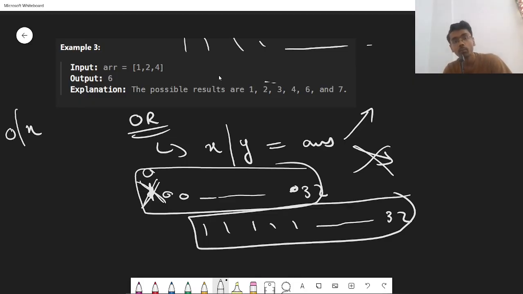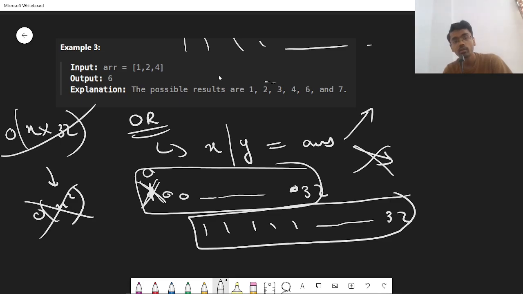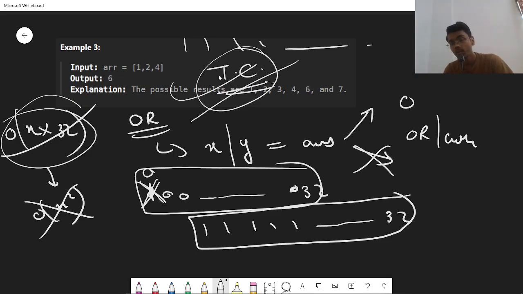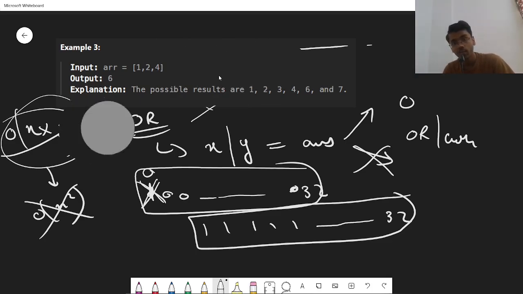And that gives our time complexity overall to be big O of n cross 32. So it is not big O of n square, it is actually big O of n cross 32. So the question was very simple to understand, but the main part was to understand the time complexity, and this is how the time complexity comes. So the solution is very easy. Just take the previous OR values, OR them with the current value, store the result, and in the end just return the size of the result. It is very simple, but the main part was to understand the time complexity. So I hope you understand the solution as well as the time complexity part.